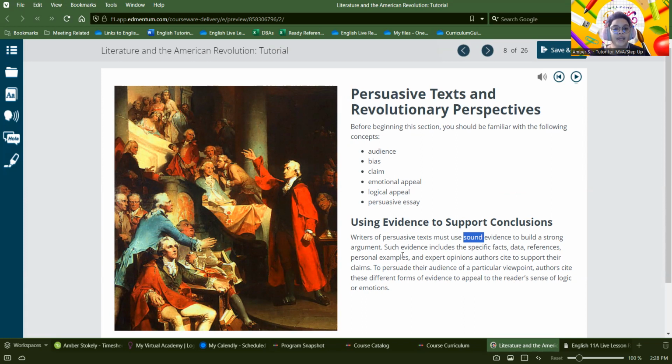So to make evidence and an argument that is sound, you need things like specific facts, you need data, you need references, personal examples, and expert opinions. Now, I'll go through these and just sort of break it down in case you don't know what these are. Specific facts kind of speaks for itself. It is a fact that is directly related to the point you're making. Data is information. You need a lot of information, and not just information that you made up. You want information that came from studying, that came from truthful reports of things that actually happen.